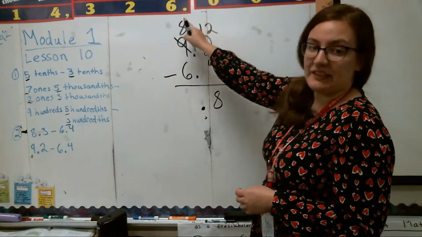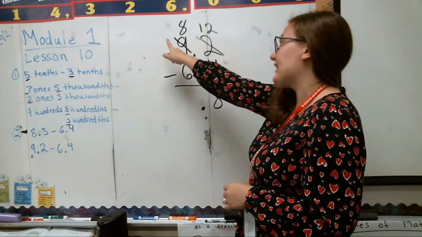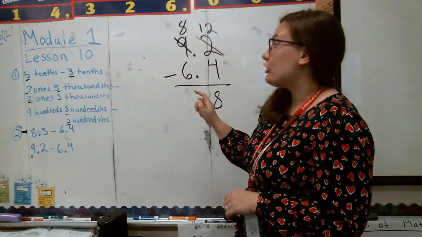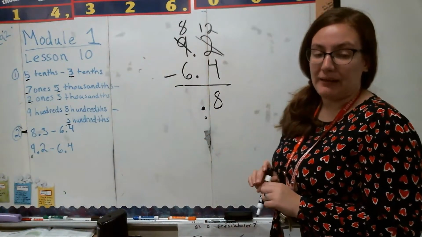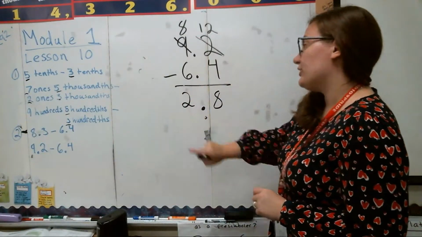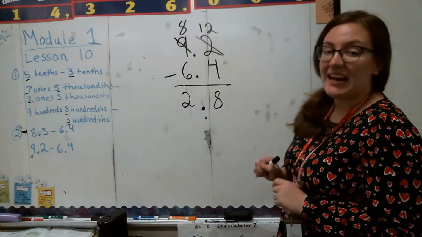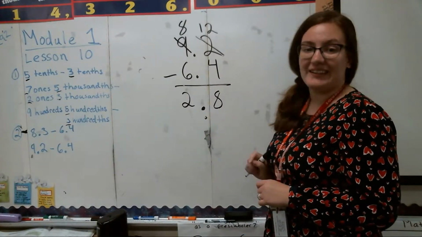And now I'm going to subtract in my ones place value. Remember, we're not subtracting 9 minus 6. We crossed out that 9. So I'm actually going to be subtracting 8 minus 6. And 8 minus 6 will give me 2. So I'm left with 2 ones and 8 tenths for a final answer of 2 and 8 tenths.